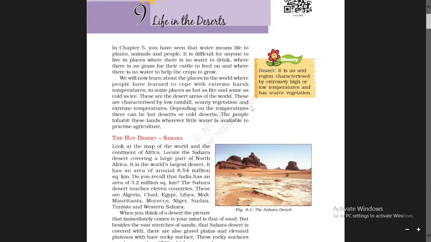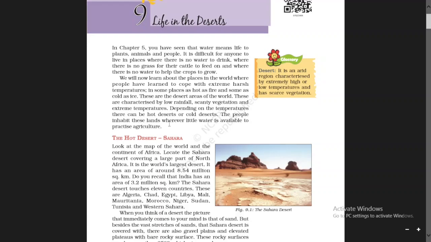Depending on the temperatures, there can be hot deserts or cold deserts. It depends on the temperature, boys, whether a place has hot deserts or cold deserts. The people inhabit these lands wherever little water is available to practice agriculture.